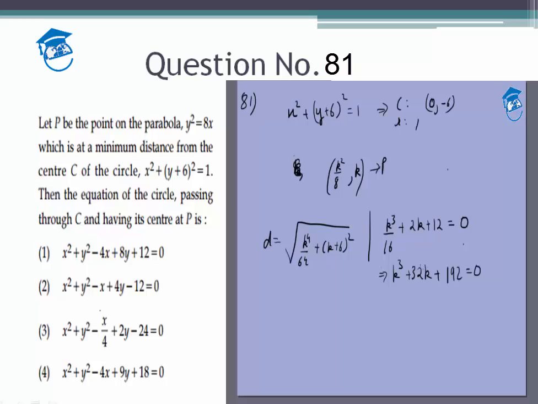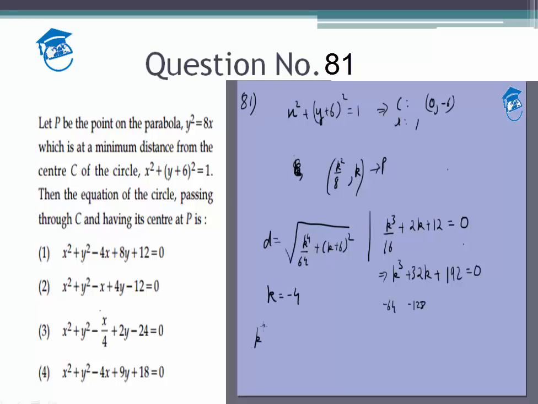So after looking for a little while, you can see that first of all k has to be negative, because only then will k cubed and k be negative, and you'll see k is equal to minus 4 does satisfy this equation, because minus 4 whole cubed will be minus 64, and 32 into minus 4 will be minus 128, and you can see that their sum is minus 192. So k equals minus 4 is a solution.